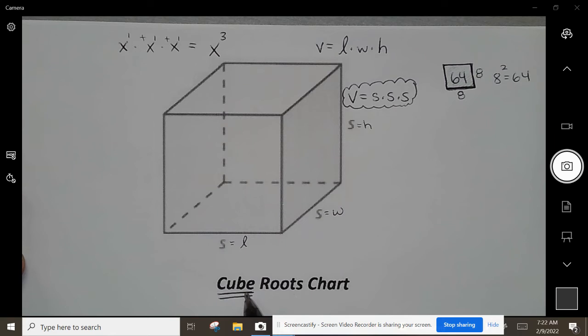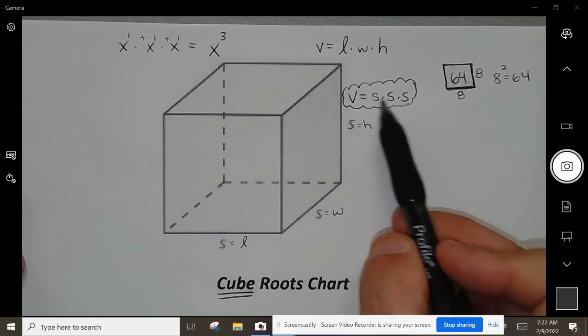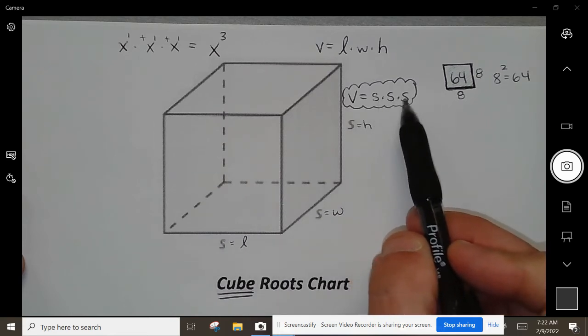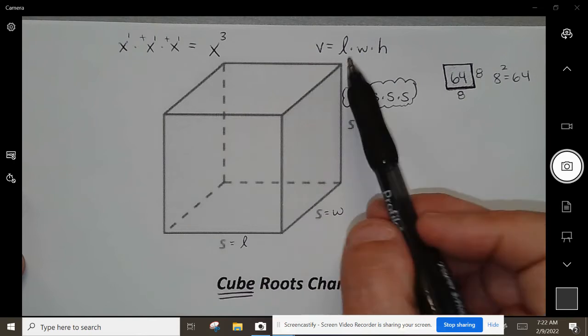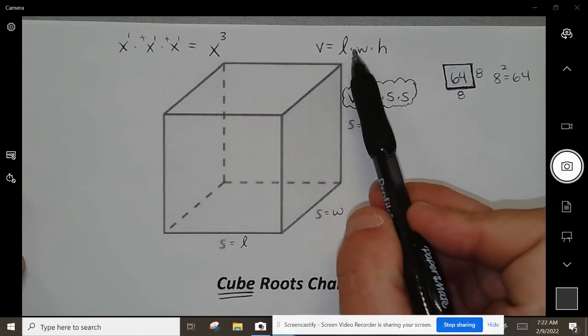Why are these called cube roots? Because it's something times itself 3 times. Not 2 times, but 3 times. And why is it called a cube root? Because that's the formula for your volume: length times width times height.